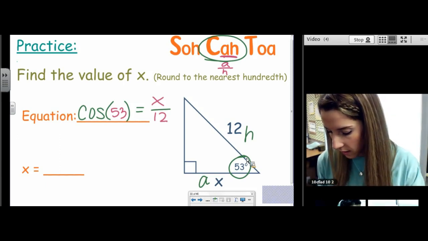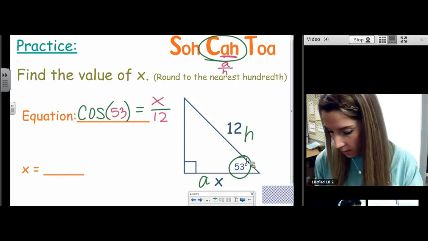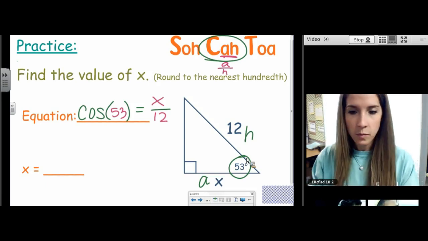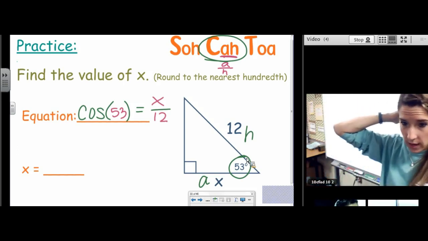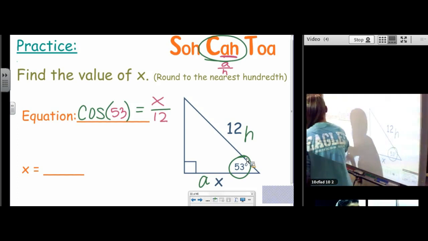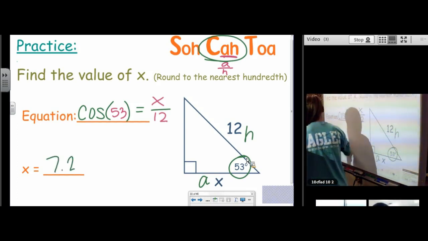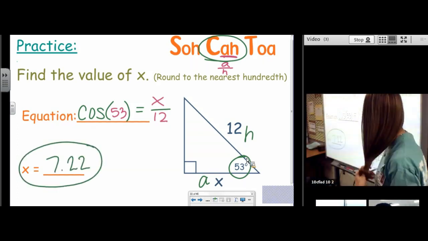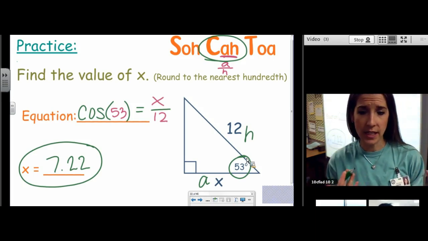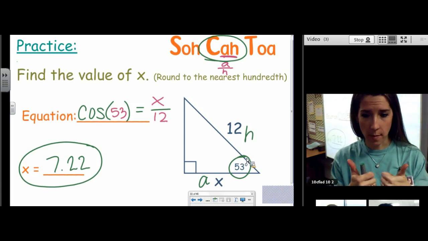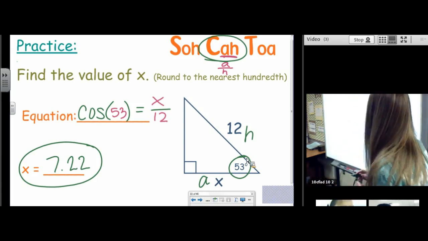So go to your calculator and do 12 times cosine 53. We round to the nearest hundredth. So 7.22. Check your answer to make sure it's reasonable. Okay, 7.22, that's less than 12. It's less than the hypotenuse, so we're in good shape. Let's try another one.